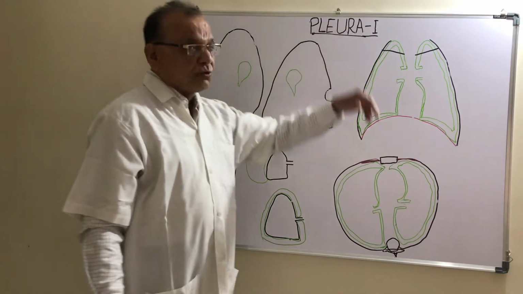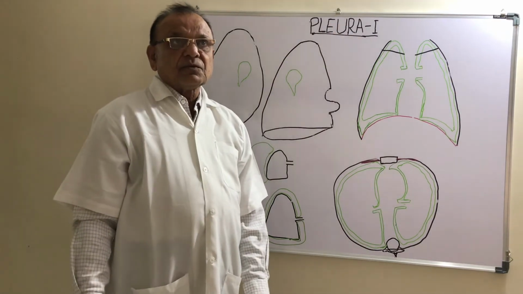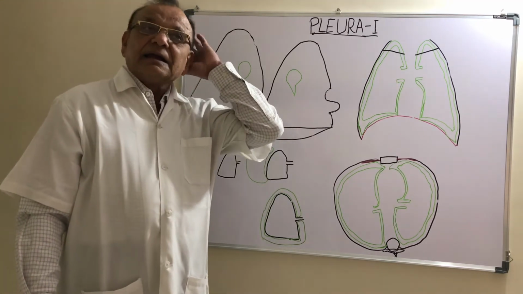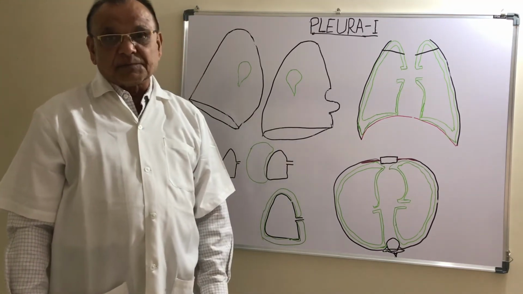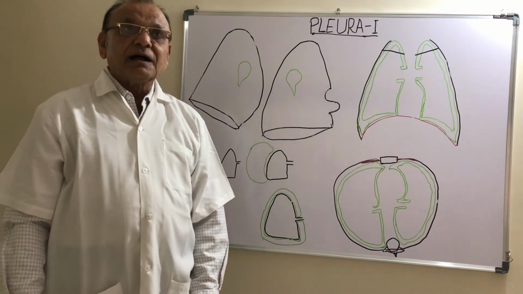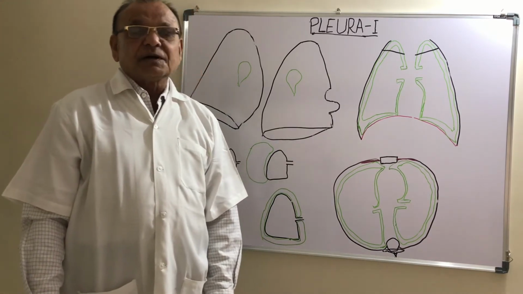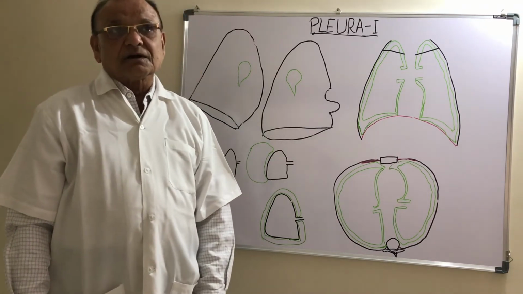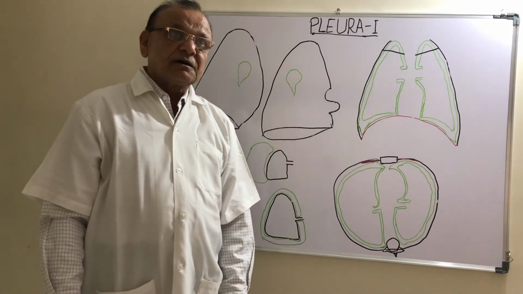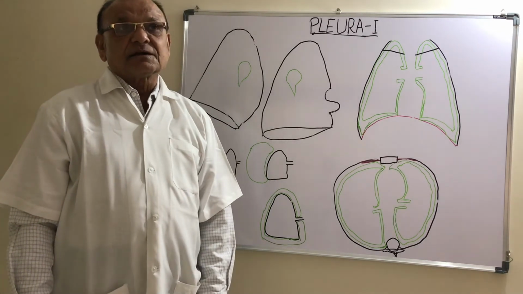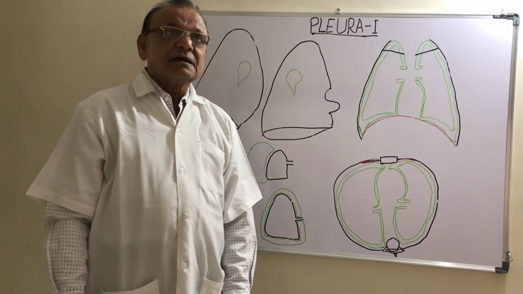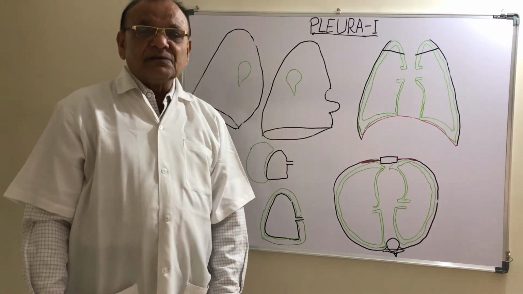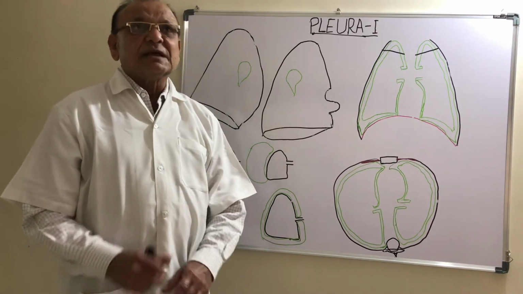Now we come to the pleura. You know that pleura is a sac of serous membrane which encloses the lung. And this serous sac, or pleural sac, is invaginated by the lung. What is invagination?